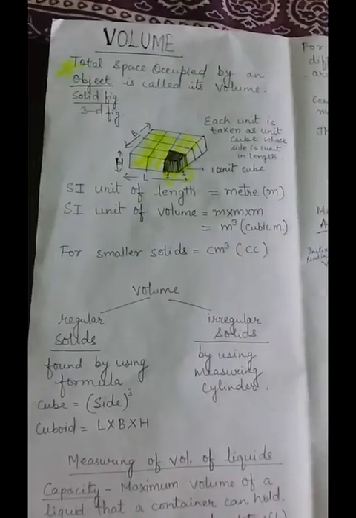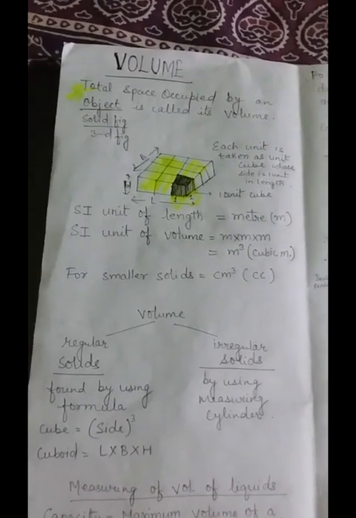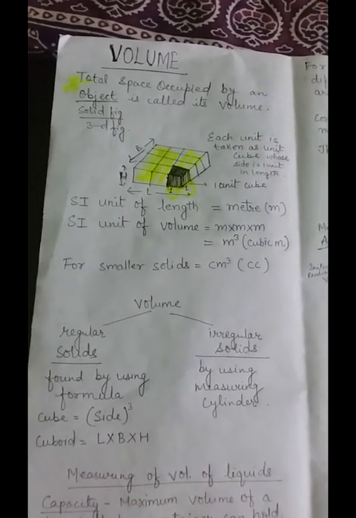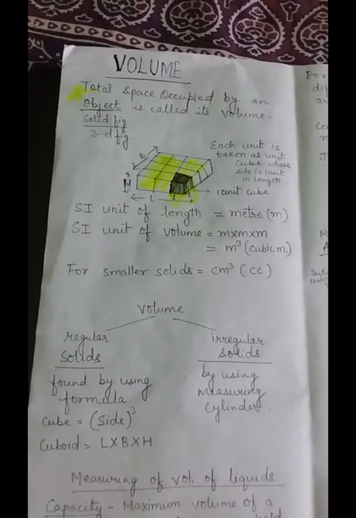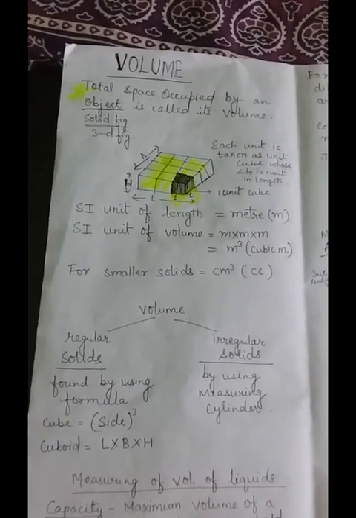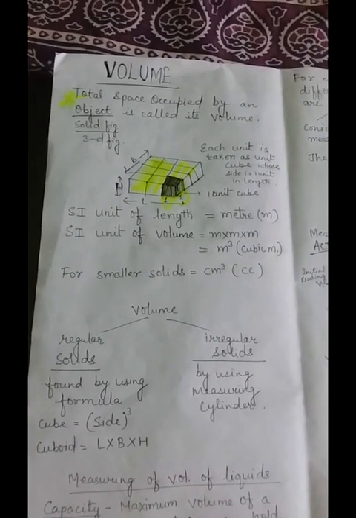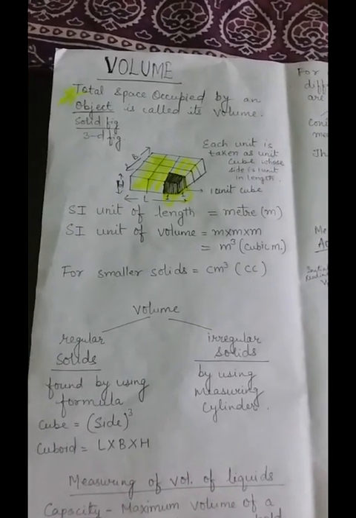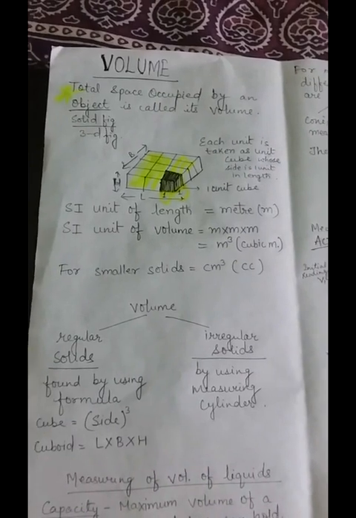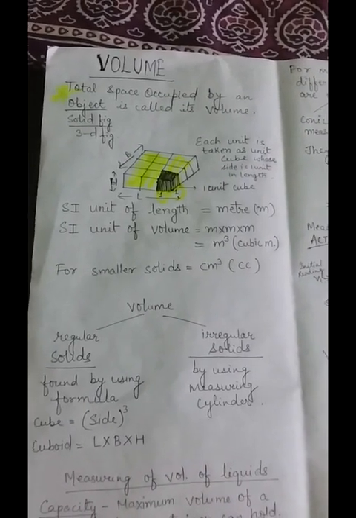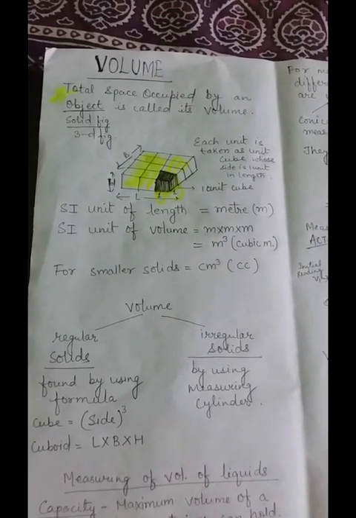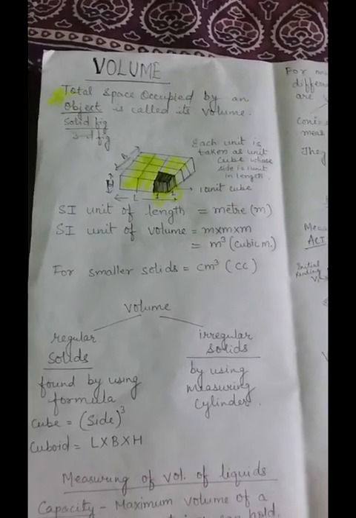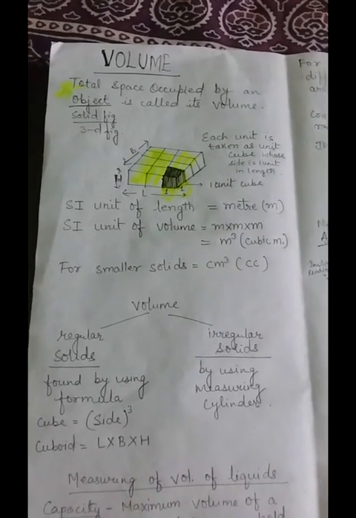Now, to summarize volume: the volume of regular solids is found by using formulas. For a cube, it is side into side into side, or side cube, and for a cuboid, it is length into breadth into height. And for irregular solids, we use a measuring cylinder, which we will discuss later on.